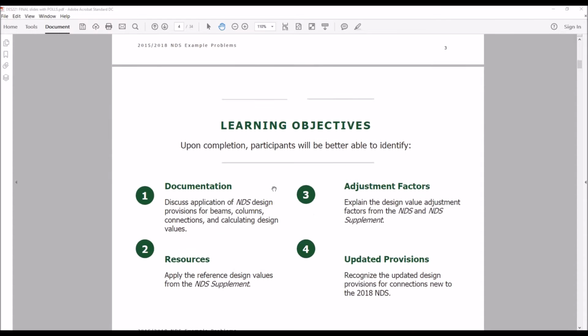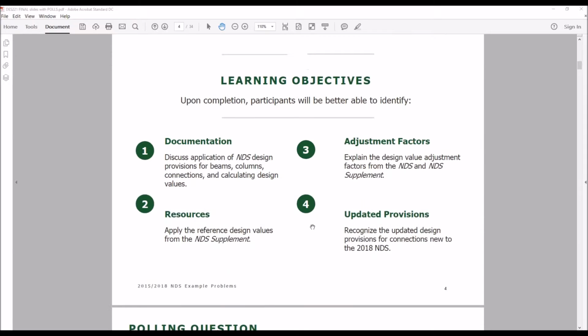Our learning objectives today are shown here. I'm going to assume that everybody took a look at these when you signed up for the class, so I won't dwell on them too long. The primary focus of today's presentation is going to be the NDS example problems document, but we will have references, obviously, to the NDS and the NDS supplement as necessary.